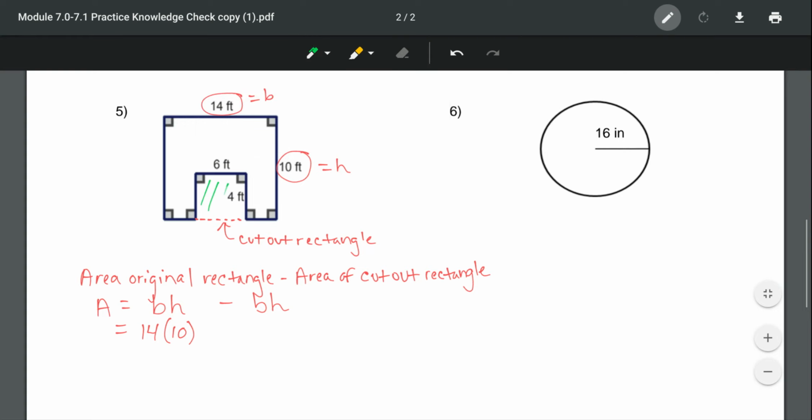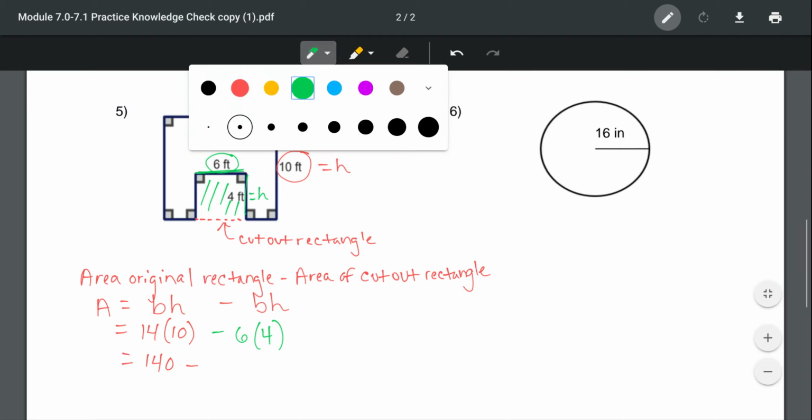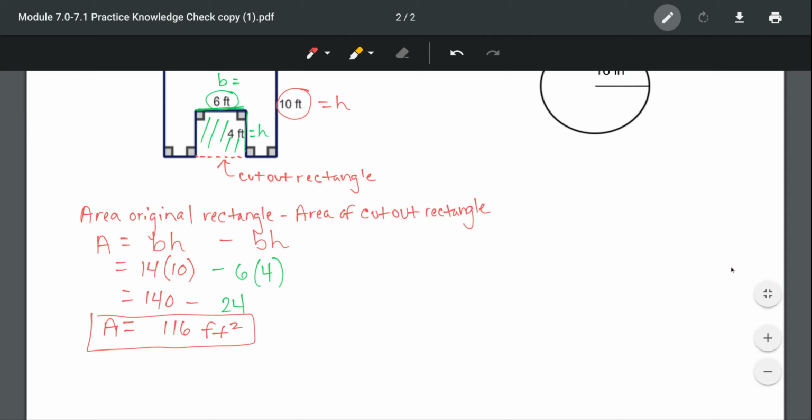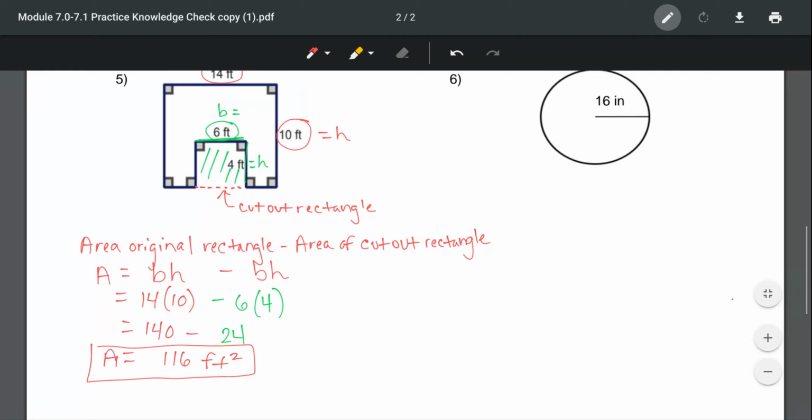And then the rectangle that had this region cut out here, those dimensions are 6 by 4. So it looks like the base was 6 and then the height was 4 feet. So minus 6 times 4. So go ahead and calculate those values. You get 140 minus 24. So you get a final area of 116 feet squared.